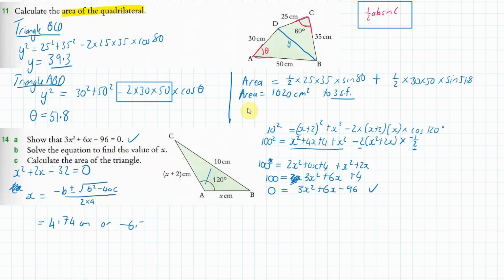negative 6.74. I'm going to cancel that one. I'm just going to ignore that because we need a positive length for our side. And so now I can calculate the area.